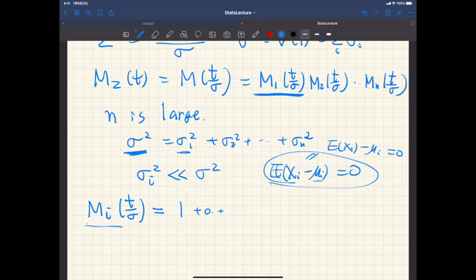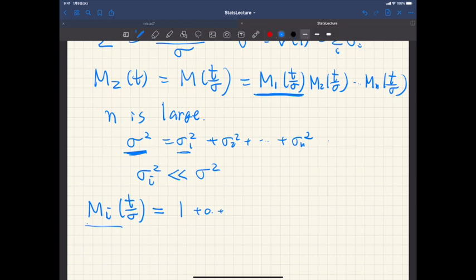Okay. And the second derivative, evaluated at t equal to 0, gives you the variance of xi minus mu i. So the first derivative is 0, and the second derivative gives us the variance of xi minus mu i. So that is sigma i squared. Okay, so that is sigma i squared over 2.